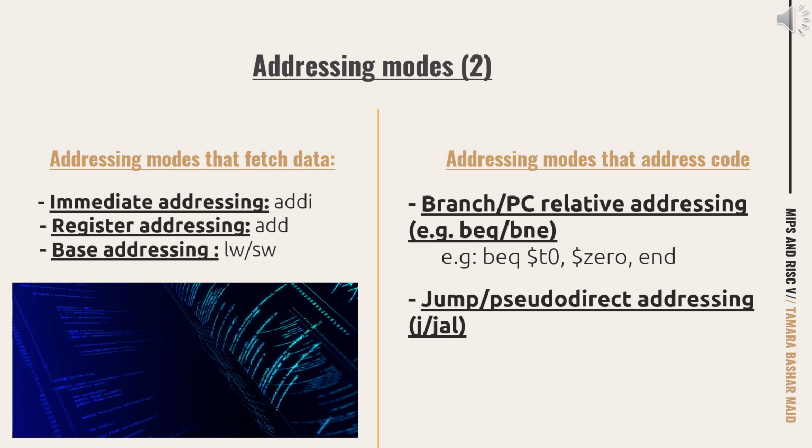Immediate addressing requires data to be located in a register and in the instruction, such as add immediate. Register addressing requires the data to be located in the registers, and the base addressing requires the data to be located in memory or located in a register, and then we have to either load it from memory to the register or load it from the register to memory.